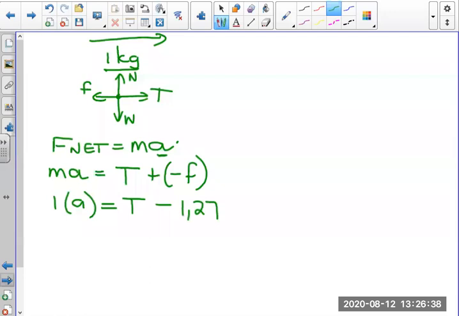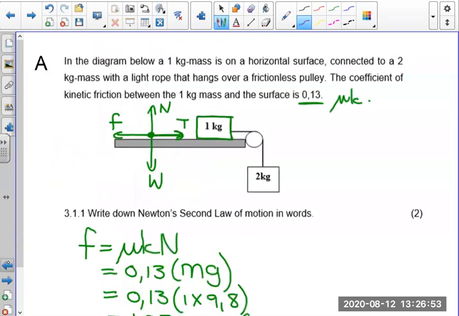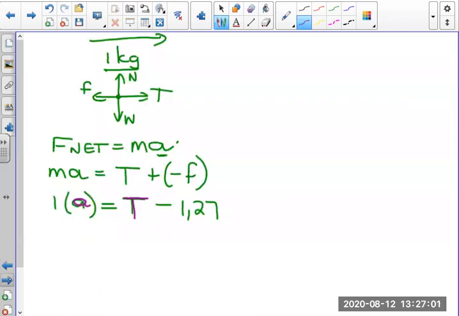The moment you get to this stage and you see you have two unknowns, a T and an acceleration, then you go to the next block and check what the next block gives us. So the next block is the 2 kilogram block that's going to have a tension force and a gravitation force, because this block is just hanging there.